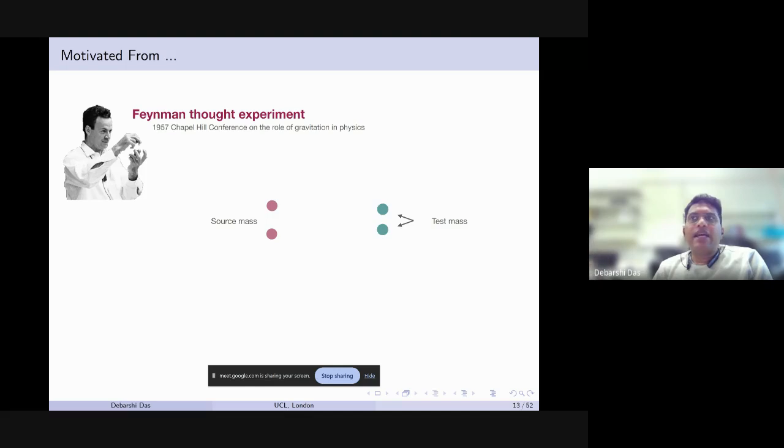But at that time, the idea of entanglement or quantum information theory was not very popular. So this idea was not followed much.